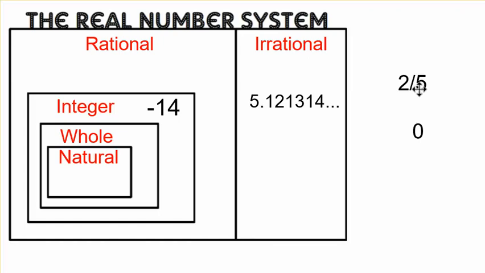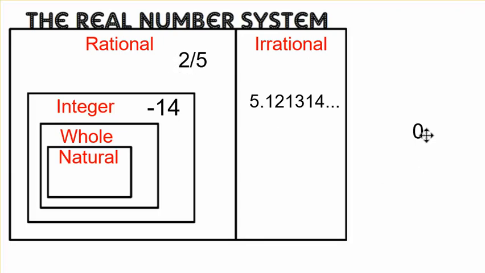2/5 is a fraction, which means it has to be in the rational side. But it's not an integer because it has a fraction. Remember, integers don't have fractions or decimals. So this is really as far as that guy will go. So really 2/5 is just rational, that's it.